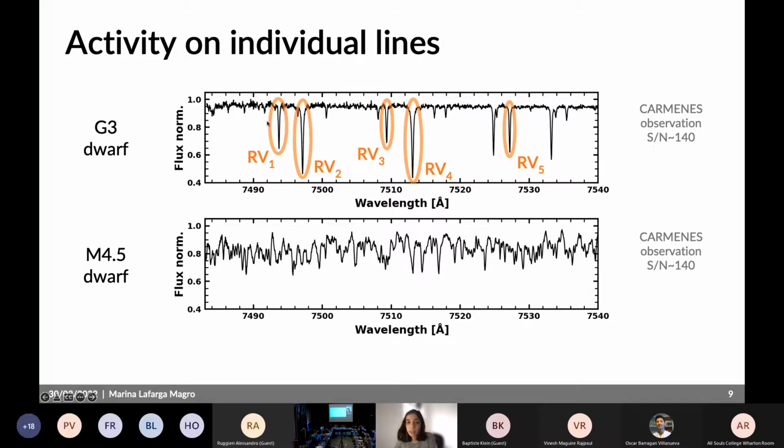You can clearly see some absorption lines here, and in the bottom plot, I'm showing the same spectral range, but in this case, the star that was observed was a mid-M dwarf. It's also CARMENES data, same wavelength range and similar signal to noise ratio, but in this case, you can see that the lines look quite a bit more messy.